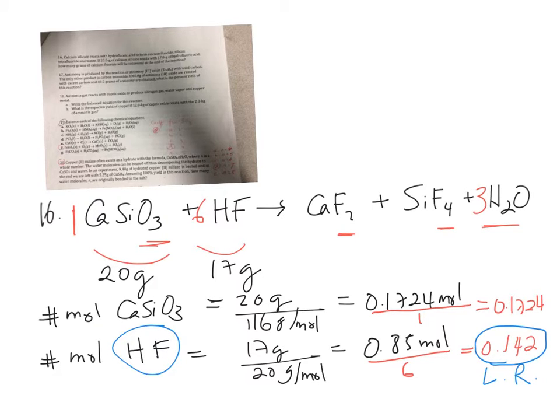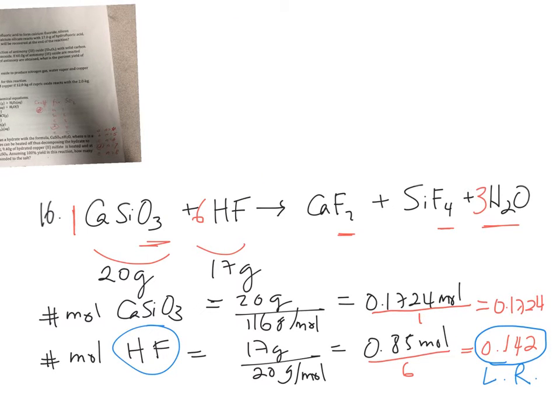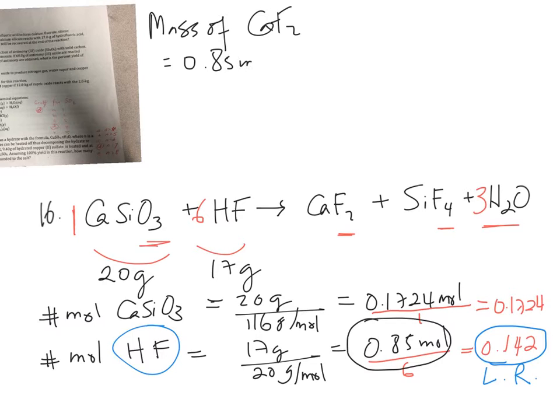Once you figure out the limiting reactant, the next thing you need to do is use that limiting reactant to calculate how much product you're going to have based on your equation. I'm just going to do a calculation here on the same page. I start with my limiting reactant, and I'm going to calculate my product, the mass of calcium fluoride. That's what they're asking us to do. I'm going to use my limiting reactant, which remember is 0.85 moles. That's how much I actually have of my limiting reactant.